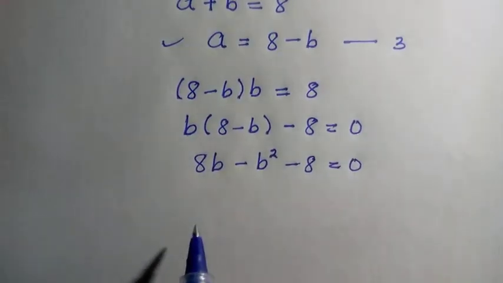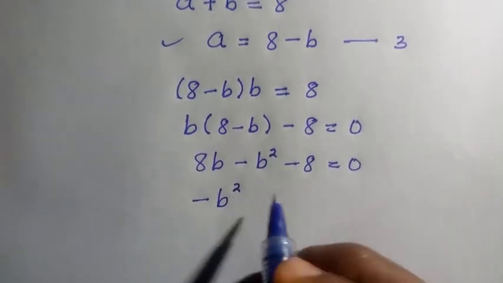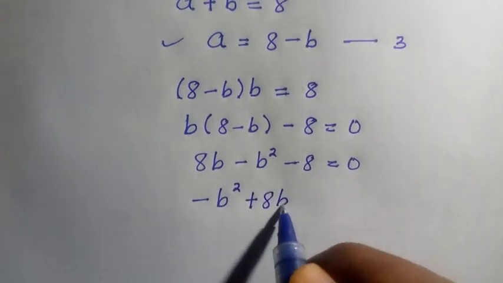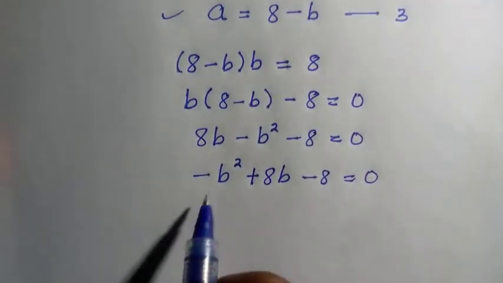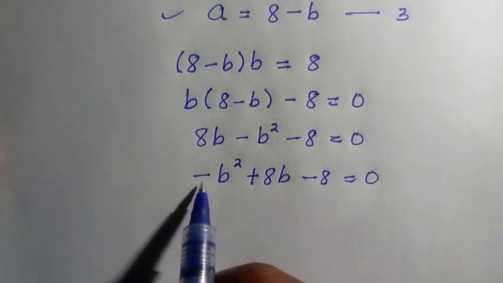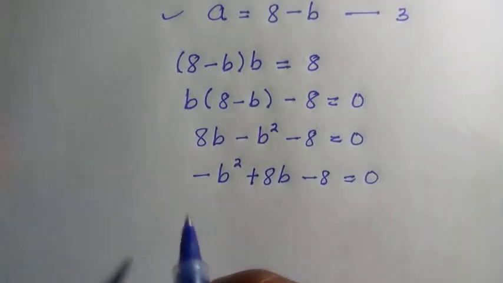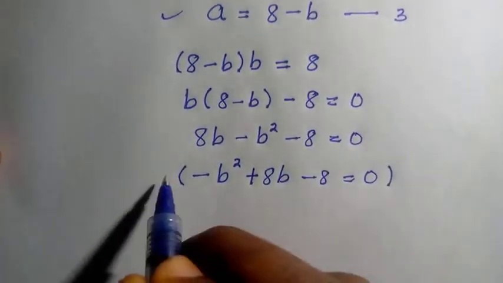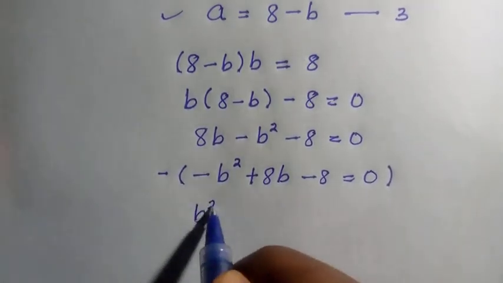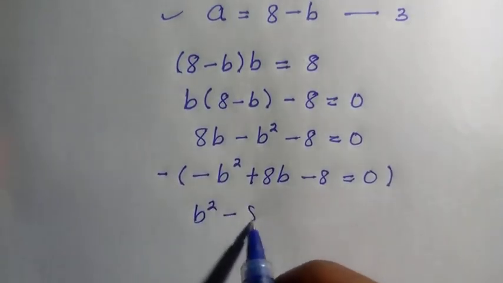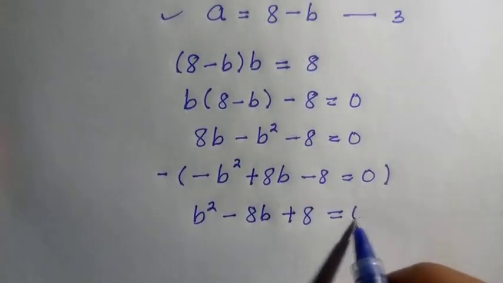So let's do the proper rearrangement. By rearranging this, we have minus b squared, then plus 8b, and here is minus 8, everything equals 0. We have to avoid starting this equation with a negative. So what to do is we multiply everything by the negative. Minus multiplied by minus gives b squared. Then minus multiplied by plus is minus 8b. Minus multiplied by minus is plus 8. Everything equals 0.